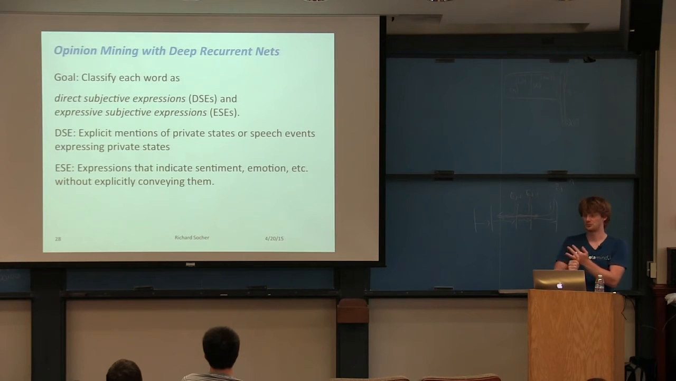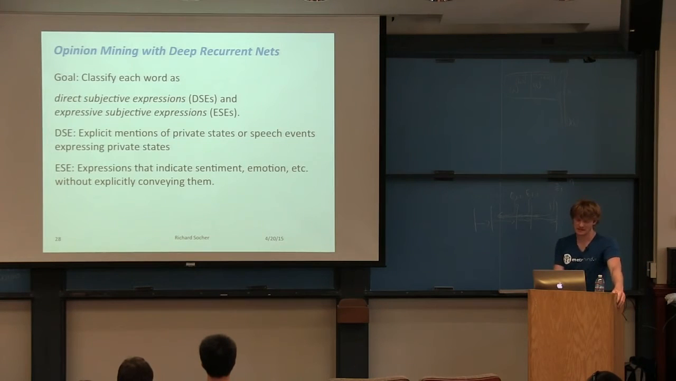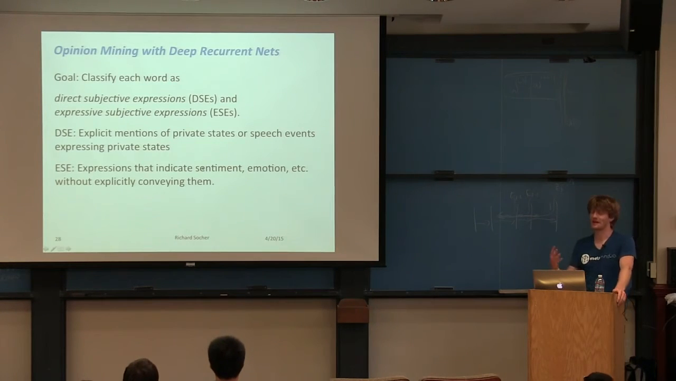The first one is none of the above, not an opinion word. And the other two are a direct subjective expression or an expressive subjective expression. So what do I mean by this? Basically, a DSE, or direct subjective expression, is an explicit mention of a private state or speech event. And an ESE, or expressive subjective expression, is an expression that indicates some kind of sentiment or emotion, like awesome is a positive emotion, but without explicitly conveying them.